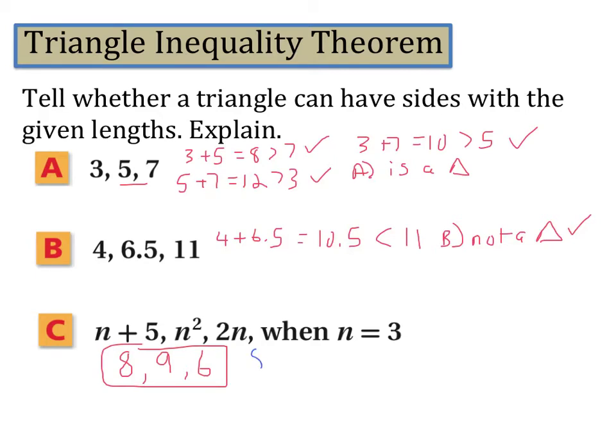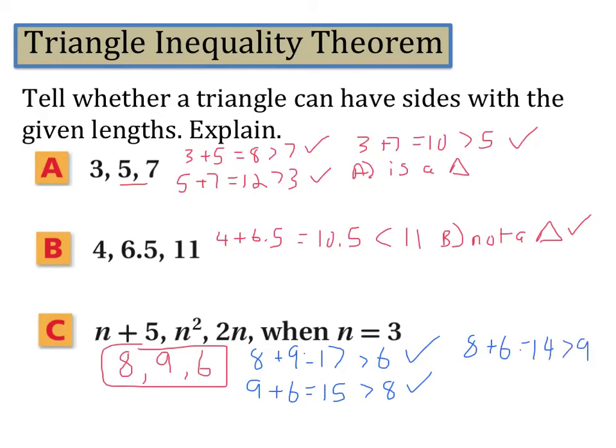I'll do my first sum. 8 plus 9 equals 17, which is greater than 6. So that one's good. Then I have 9 plus 6 equals 15, and that is greater than 8. And then 8 plus 6 is equal to 14, which is greater than 9. So this one is a triangle.